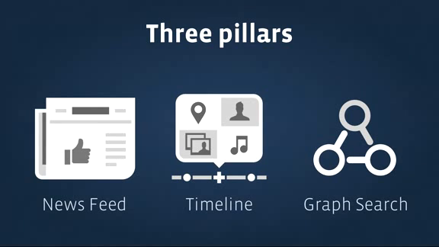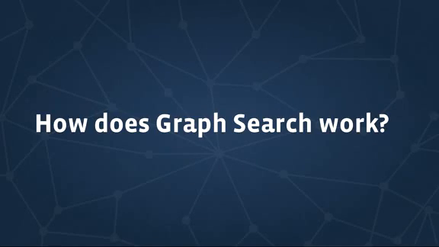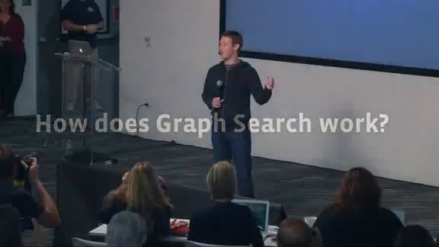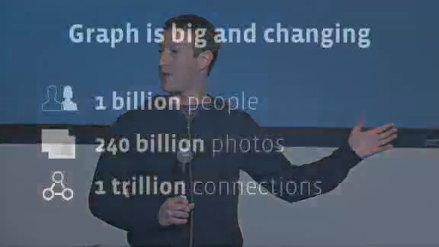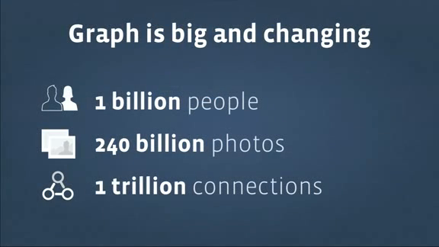All right. So what is graph search? Graph search is not web search, is the first thing that I want to start off with. We're not indexing the web here. We're indexing our map of the graph. And the graph is really big, and it's constantly changing. There are more than 1 billion people in this map of the graph, with almost 1 million new ones every day. There are more than 200 billion photos with hundreds of millions of new ones every day. And there are more than 1 trillion connections in total in this map of the graph, with billions and billions of new ones every day.